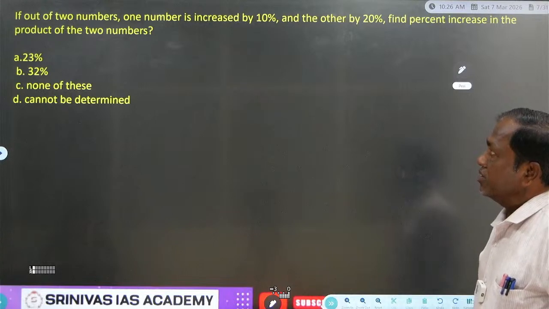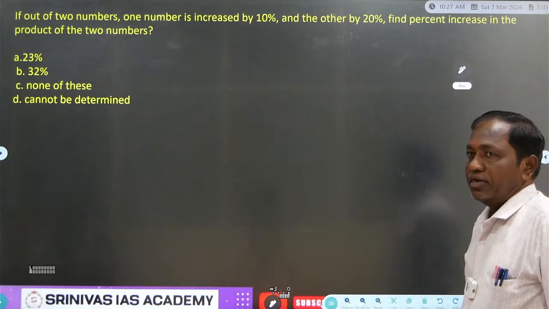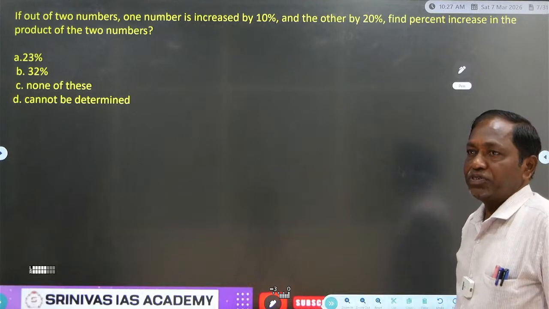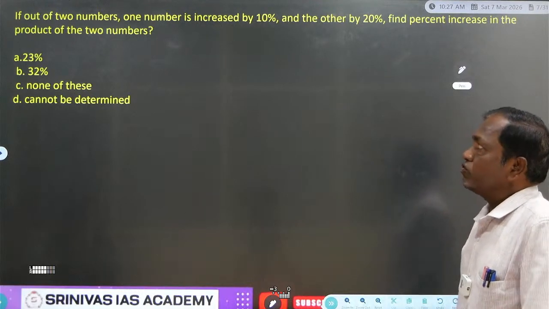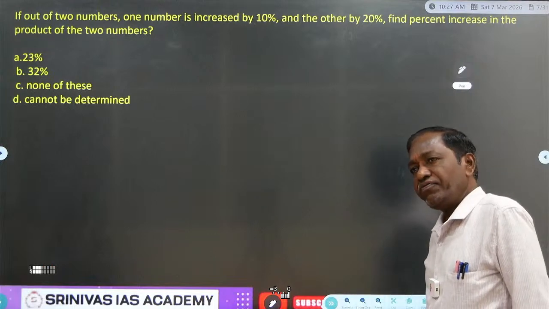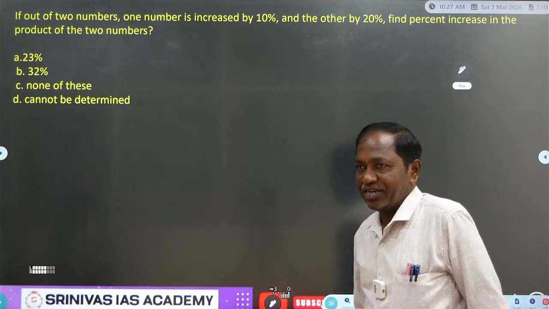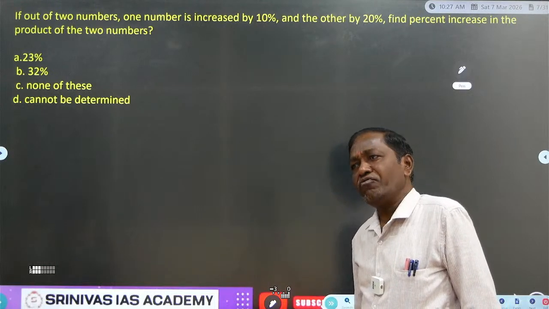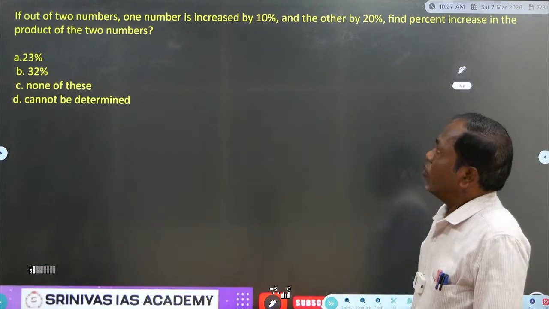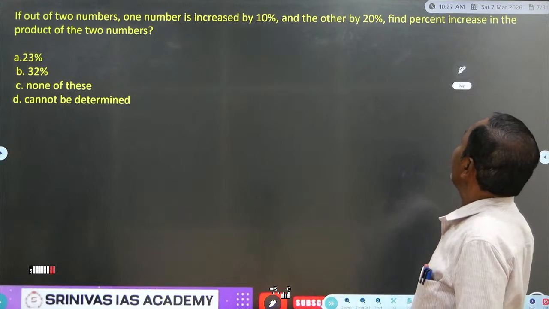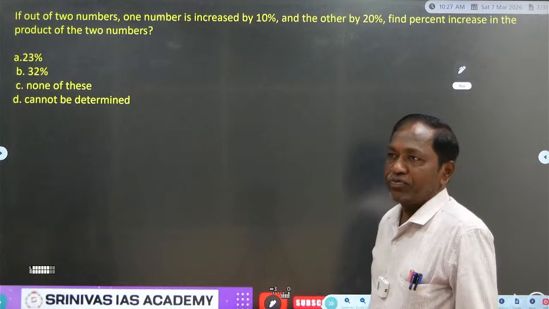Yes, next. This is a very odd question, I know that, but I want you to do this. Out of two numbers, in the sense of what we understand by reading this group of words, there are two numbers. Let the numbers be x and y. One number is increased by 10% and the other by 20%. Find the percentage increase in the product of the two numbers.